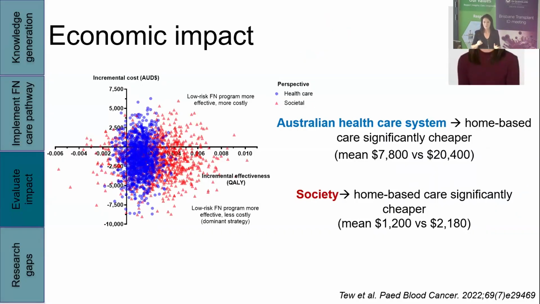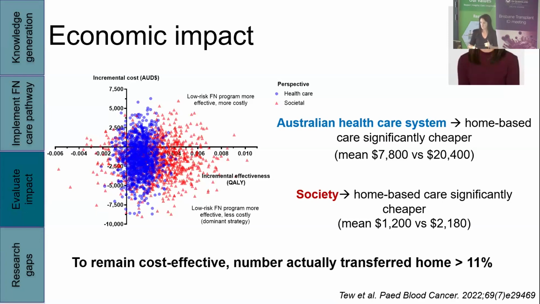And when we just compared the mean cost of in-hospital care to home-based care, you can see significant differences between being managed in hospital versus at home. It is much cheaper to be managed at home for the healthcare system, but we were also able to look at the financial impact on families, and it's much cheaper for them to be managing their children at home as well.